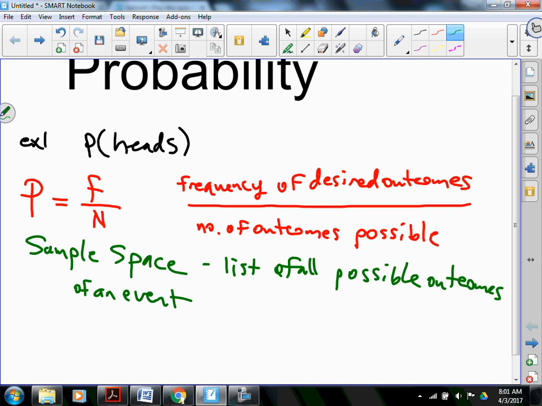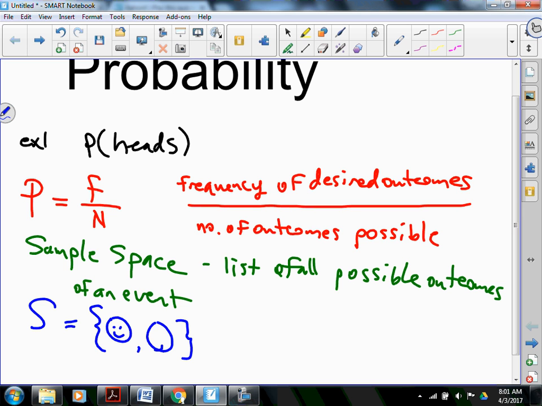So let's think about flipping this fair coin. The sample space of flipping a fair coin, we call sample space S. It's the set of all possible outcomes, so we use the braces. What can happen when you flip a fair coin? You can get heads, and I hope this next one doesn't offend anybody, I'm sorry in advance, heads and tails. Okay?